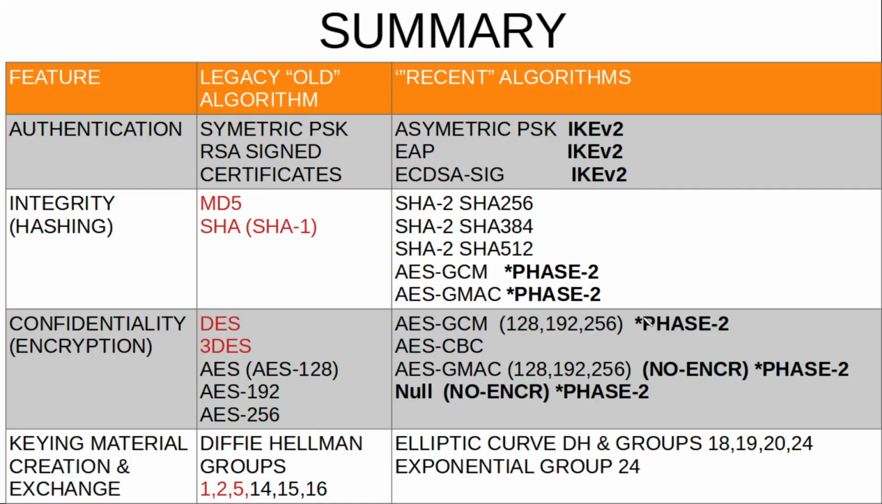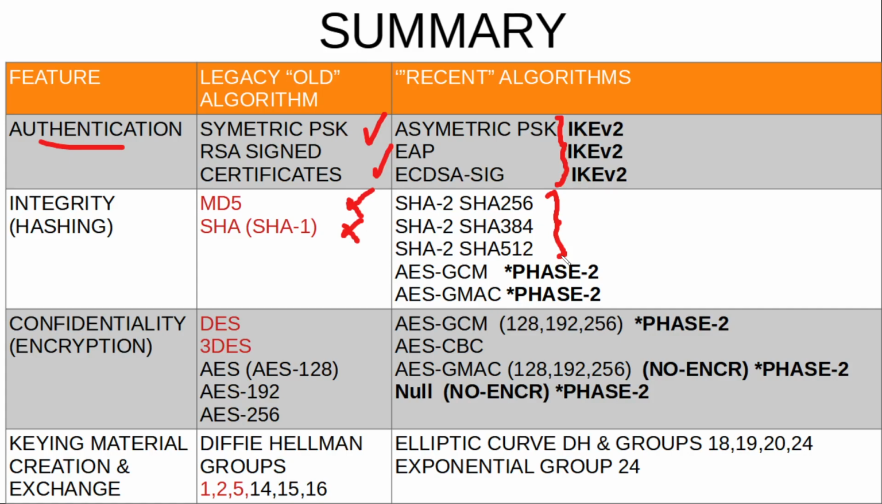Now, this is a summary of what we saw. Remember, for authentication, we have these old methods. We have these more recent methods to authenticate that are only available for IKE version 2. We have these hashing algorithms that we should not use. They are old and breakable. We have this other set of recent hashing algorithms that we should use, which are the SHA-2 set of algorithms.